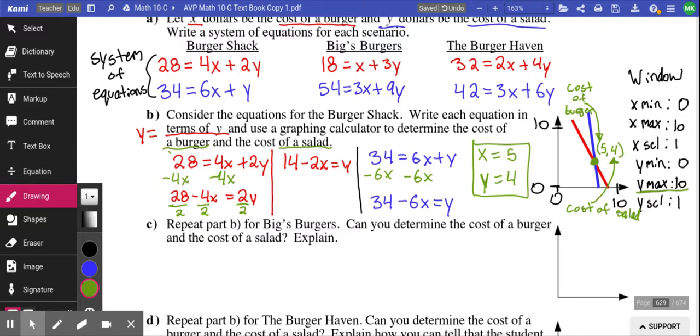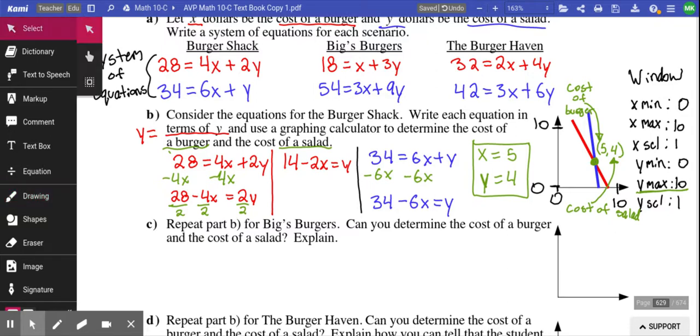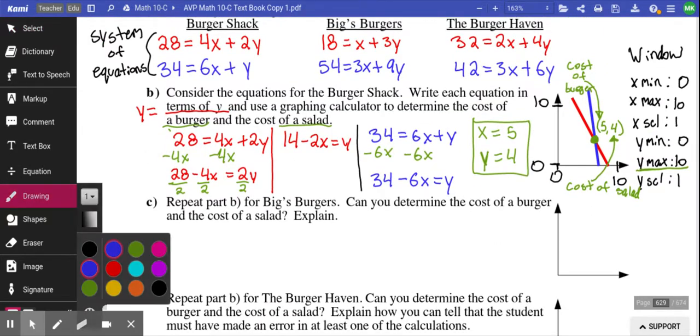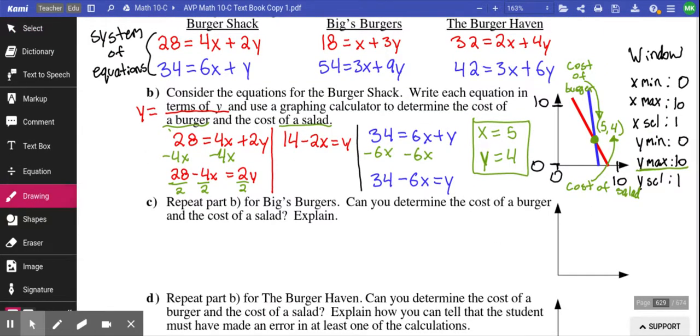If we try it for part B, it says repeat part B for Big's Burgers. Can you determine the cost of a burger and the cost of a salad? Okay. We're going to turn both of Big's Burgers orders into equations. So you're going to take 18 equals x plus 3y. You're going to subtract the x and divide by 3. So you get 18 minus x equals 3y. Then you're going to divide by 3 to get 6 minus 1/3 x equals y.